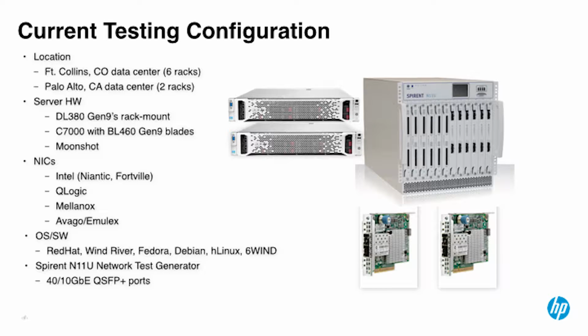This talks about our lab configuration a little bit. We have 2 locations. Our primary location is in our Fort Collins data center. We've got about 6 racks of equipment there, a combination of rack mount and blades. We typically have a set of servers dedicated for each piece of hardware, so for each NIC vendor that we work with, for multiple OSs, so we're not always having to go out and reconfigure things. We try to get a dedicated set of servers for each primary configuration.